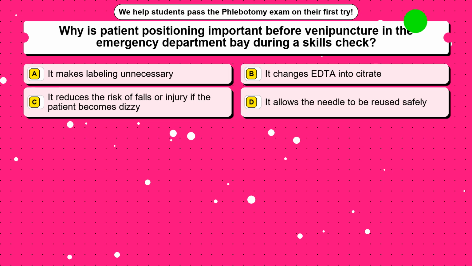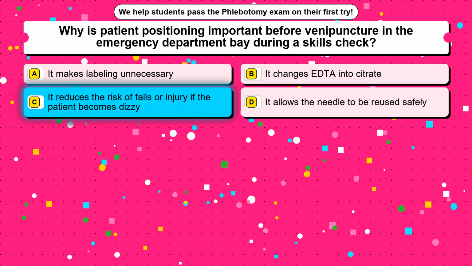Question 91. Why is patient positioning important before venipuncture in the emergency department bay during a skills check? Option A. It makes labeling unnecessary. Option B. It changes EDTA into citrate. Option C. It reduces the risk of falls or injury if the patient becomes dizzy. Option D. It allows the needle to be reused safely.